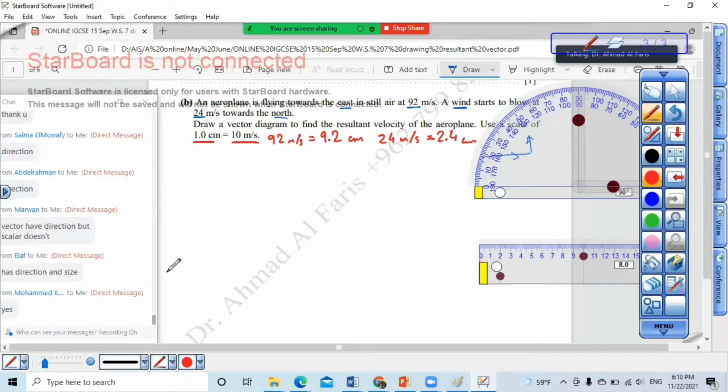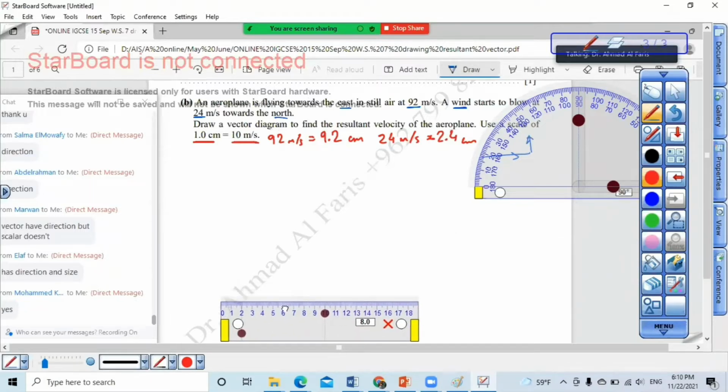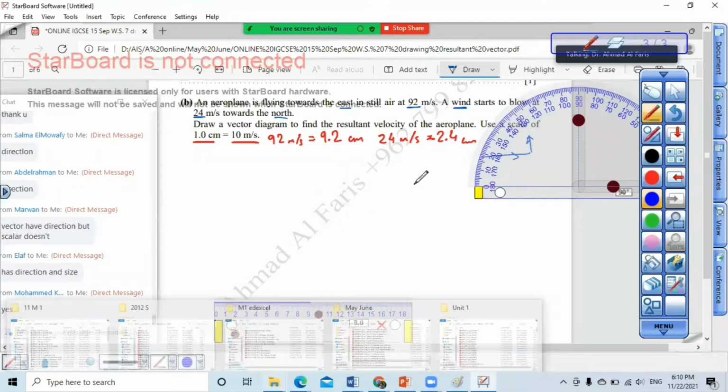Okay, now, tamam. I don't know why you put the negative. It's north, upwards. So what I will do, I bring my ruler and draw a horizontal line that represents the 9.2 centimeters to the east. So this is 0, and I draw it from 0 and keep drawing until 9.2. Okay, that's my drawing.